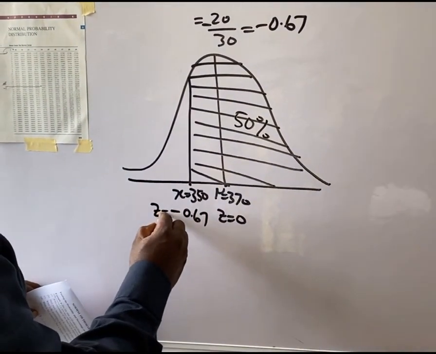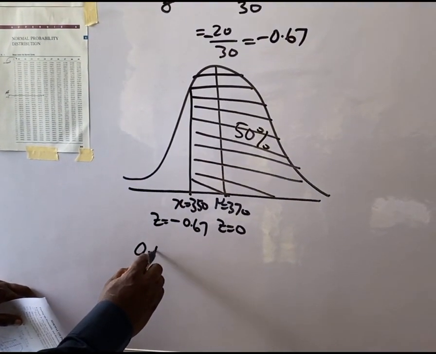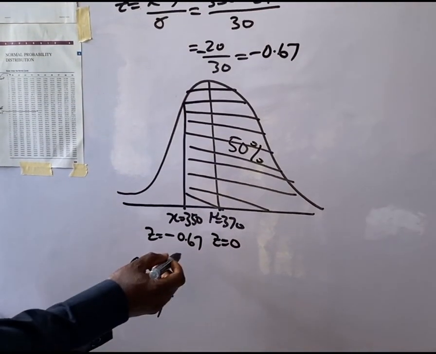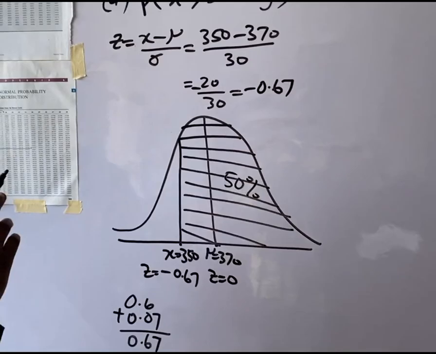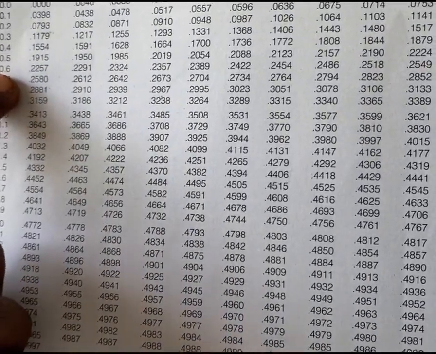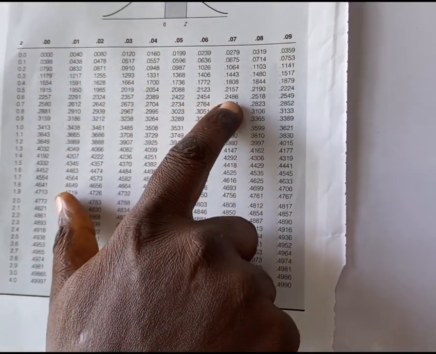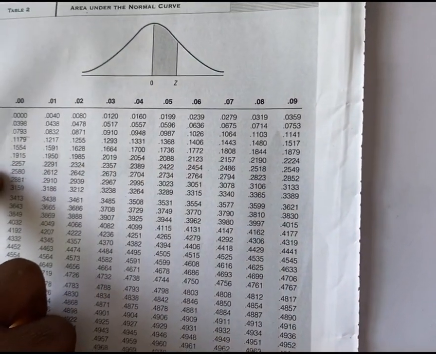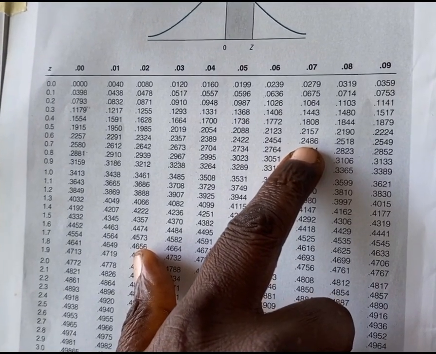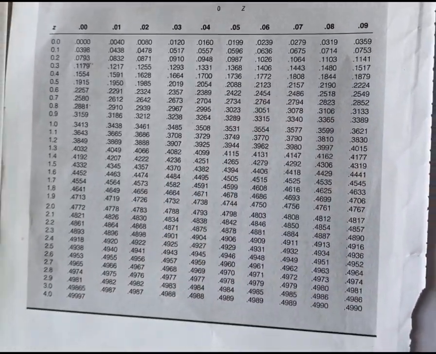So let's go to our table and look for 0.6 under 0.07. This is 0.6 plus 0.07, which will give us 0.67. That's why we're looking for 0.6 under 0.07. Follow me here. Let's look for 0.6. Yes, this is 0.6, and then under 0.07. This is where we are. Look at 0.6 again, and follow it along until we get to 0.2486.